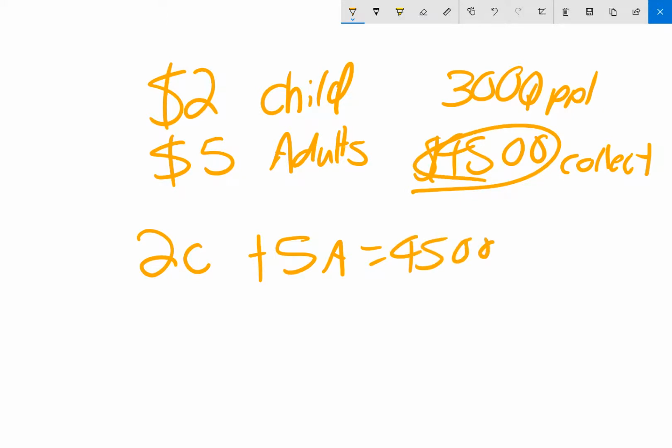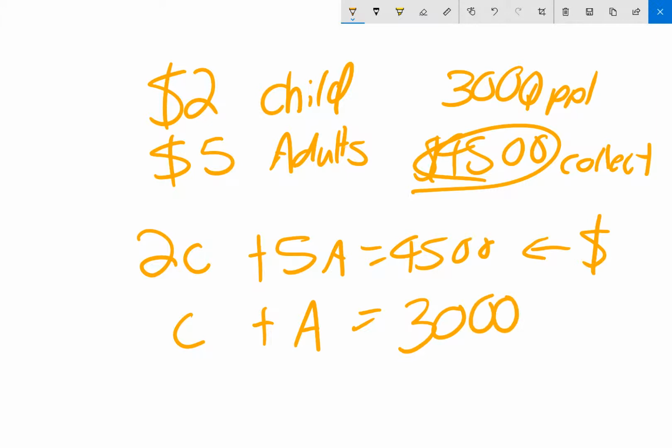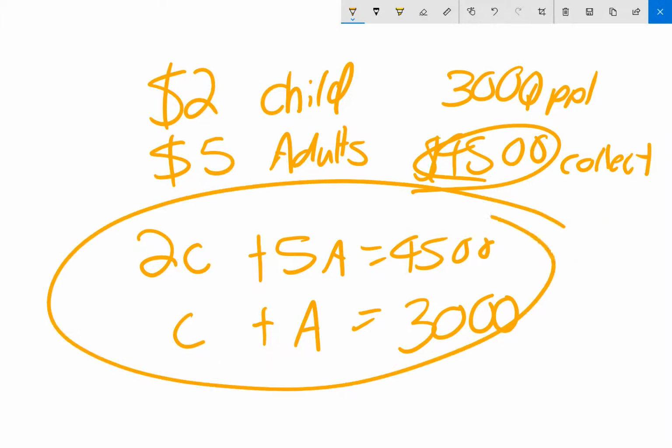So you have an equation here, and this equation is strictly about dollars. $2 per child, $5 per adult for the total amount that you made. And then the other equation would be about the number of people. So you'd have some number of children plus some number of adults to be a total of 3,000 people. So there's no number associated with this, like as a coefficient. It's just however many children plus however many adults ended up being 3,000 people. And so now you've got this system of equations that you would go and solve.